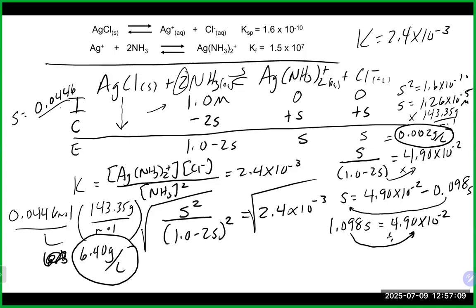In the presence of ammonia, it's about 6.4 grams. It is more soluble in which one? It's more soluble in the ammonia, yeah? And that is again because the formation constant is very large. So whenever you have that opportunity to make a complex ion, it is definitely going to probably be favored because it definitely wants to make that.